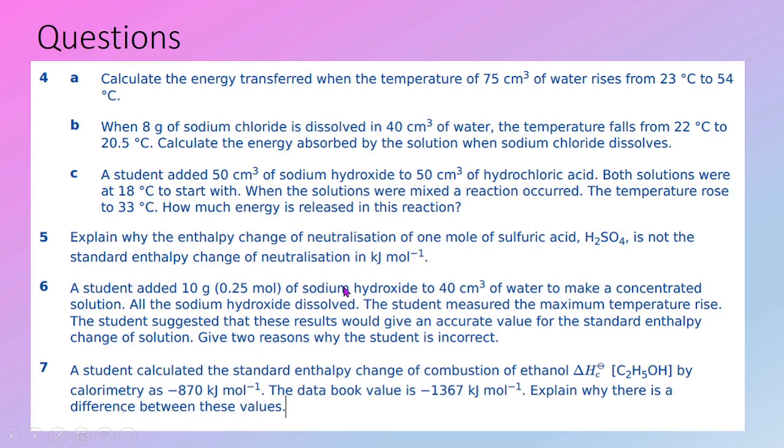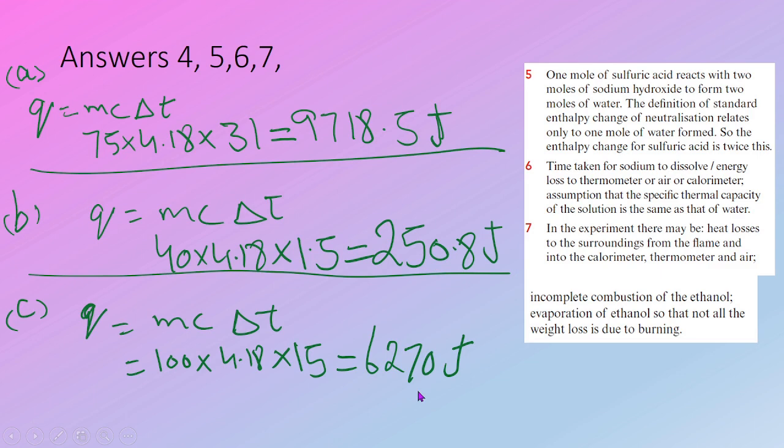And the last one: a student calculated the standard enthalpy change of combustion of ethanol by calorimetry as minus 870, but in the data booklet it is minus 1367. So why the difference? Basically, in an experiment there may be heat loss to the surroundings from the flame and into the calorimeter and thermometer. Incomplete combustion of the ethanol can also be a reason.